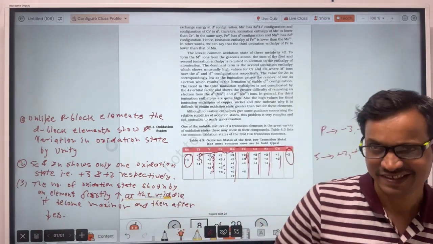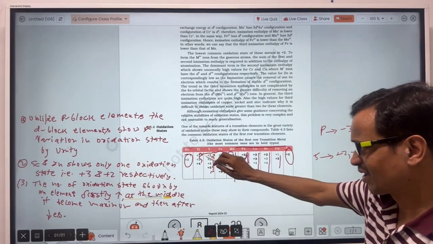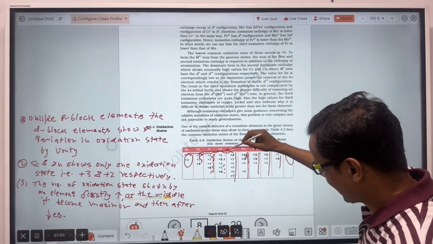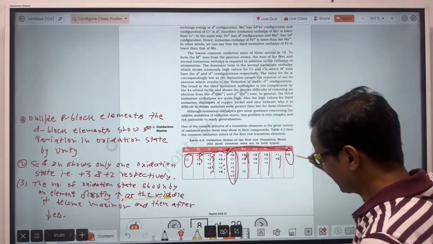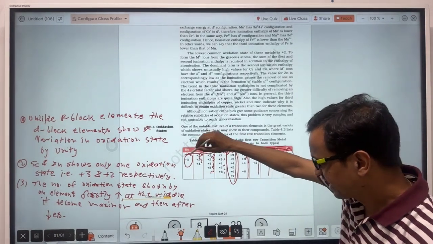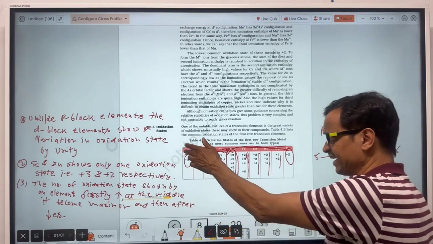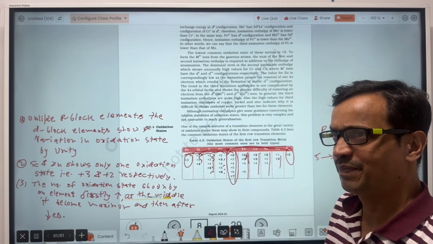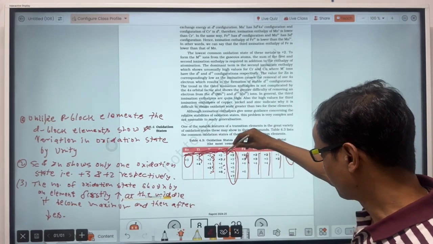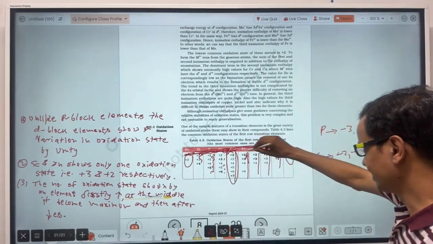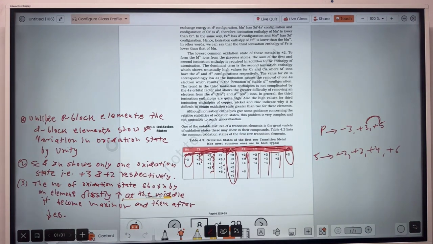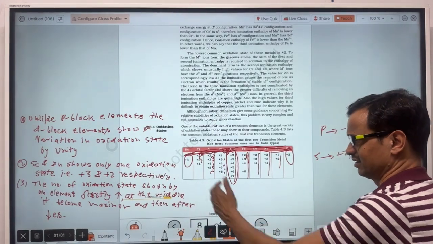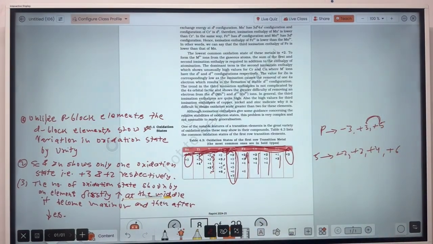Now about this point, when you move across the period, the number of oxidation states shown by any element first increases, becomes maximum at the middle, and then decreases. Why? Because the added electron enters the d orbital. So the number of unpaired electrons first increases, becomes maximum at the middle, and then starts decreasing. So the number of oxidation states shown by the elements will first increase and then decrease.